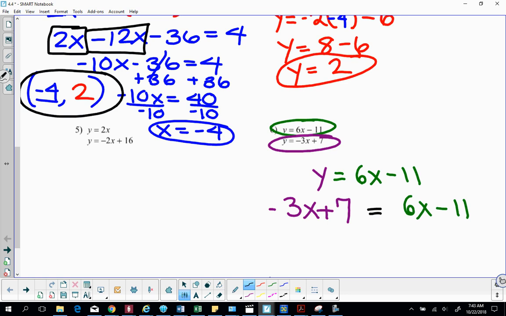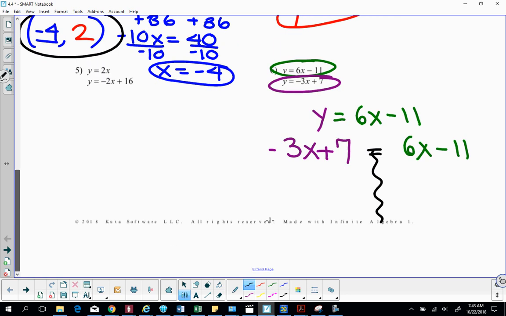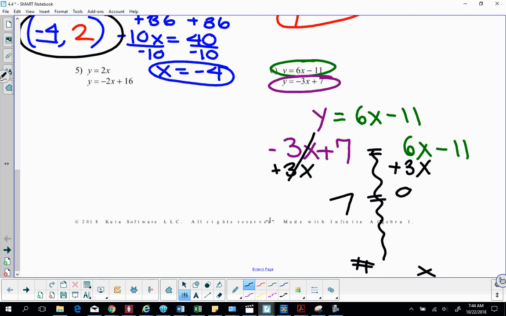Then we just solve. Remember when we were doing multi-step, we draw our river. And I decide what side I want x on. I'm going to put x on this side and the number on that side. And so, Fernando P., how would I move 3x over to that side? You add it. And when you do that, you get 7 equals 9x minus 11.